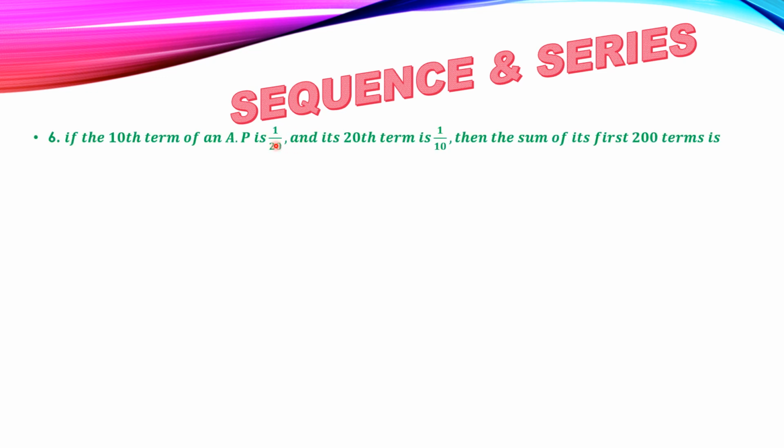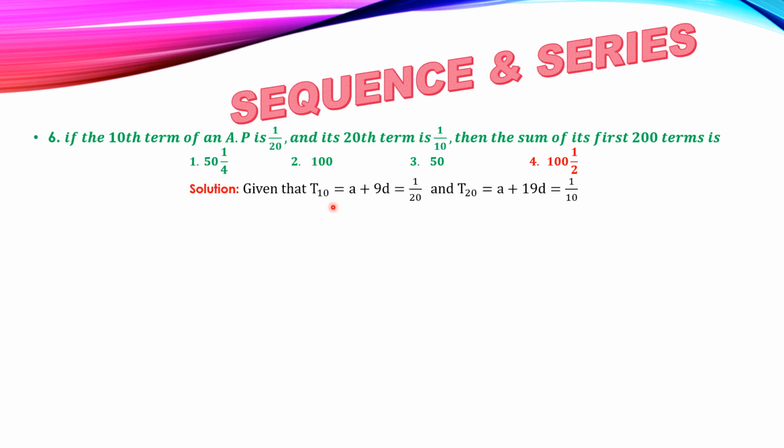Now the next problem is, if the 10th term of an AP is 1 by 20 and its 20th term is 1 by 10, then the sum of its first 200 terms is, the given options are, first one is 50 and 1 by 4, second one is 100, third one is 50, fourth one is 100 and 1 by 2. So here we observe that in the given arithmetic progression, the 10th term is 1 by 20, the 20th term is 1 by 10. Symbolically it is denoted by T10.